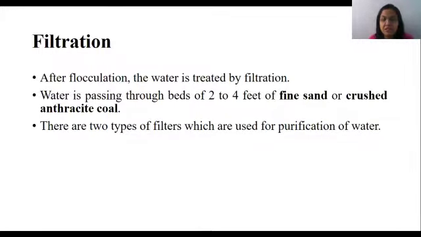The water is then treated by filtration to remove the flocs. Now, in filtration, the water is passed through a bed of 2 to 4 feet of fine sand and crushed anthracite coal filters. There are two types of filters, as we have mentioned previously, that is the rapid sand filter and slow sand filter.